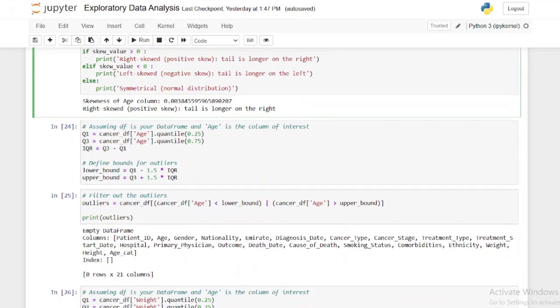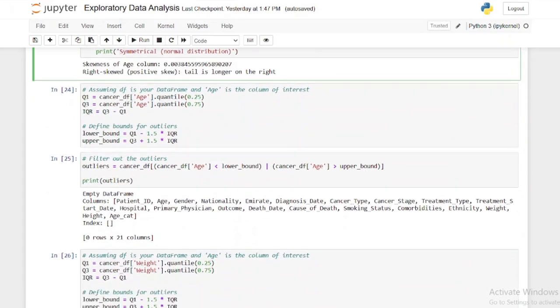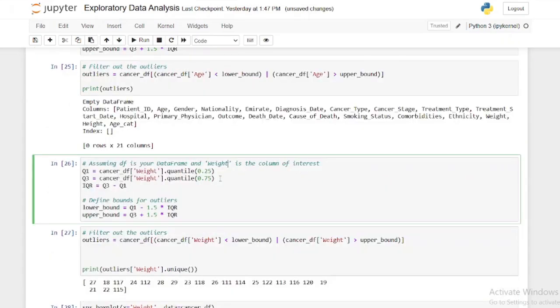So let me take this down. There were no outliers for our age column. The next column I looked at is the weight column to check for outliers. Using the same process, finding your first quantile, your third quantile, subtracting your first quantile from your third quantile to get your IQR, and setting your lower band and your upper band.